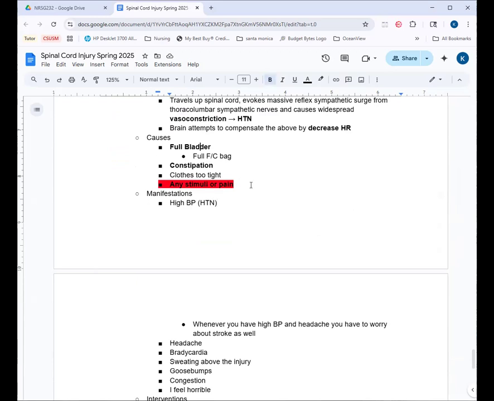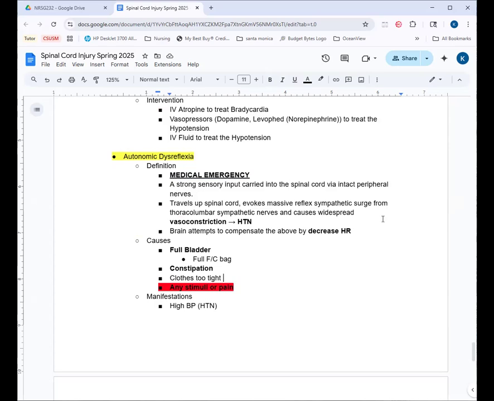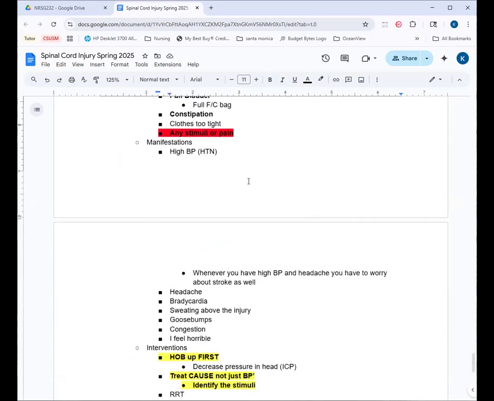Gotta pee, that's stimulation. Gotta poop, that's stimulation. Clothes too tight, like my pants are right now, that's stimulation. I would be in autonomic dysreflexia right now. I would not be having a good time.